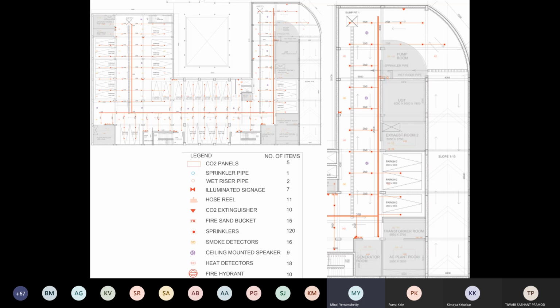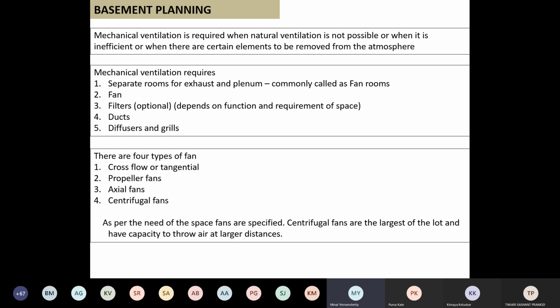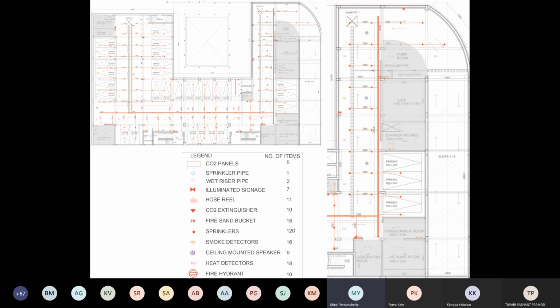All those things I will have to take care of. So supply is more important than your exhaust, especially in calculation of your ducts. So I will not go into the pink lines. Just concentrate on the green. That is your plenum duct.